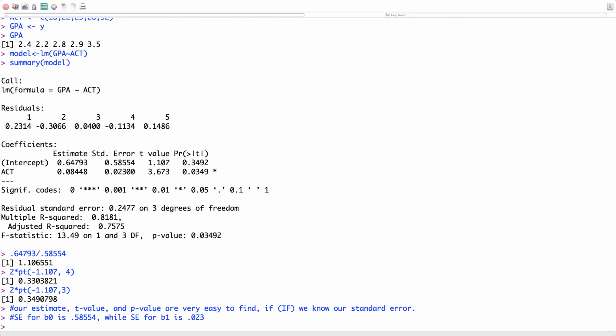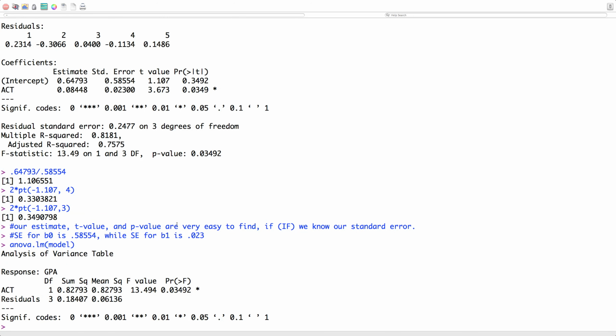And the easiest way to find the mean square error is going to be to do an ANOVA on the linear model. I think I called it model, right? Yeah. And we can see that the mean square error is 0.06136. So I'm just going to go ahead and say the mean square error is 0.06136. All right?